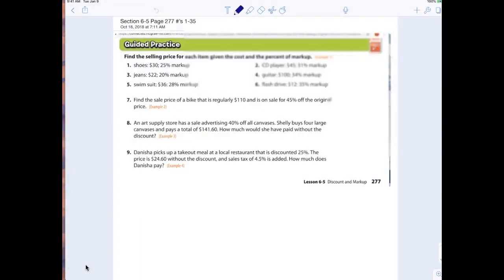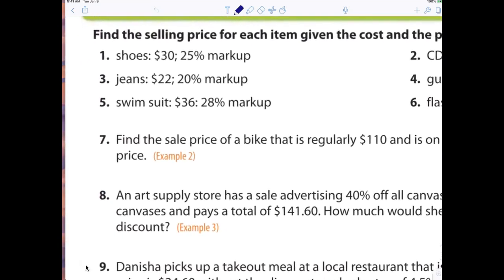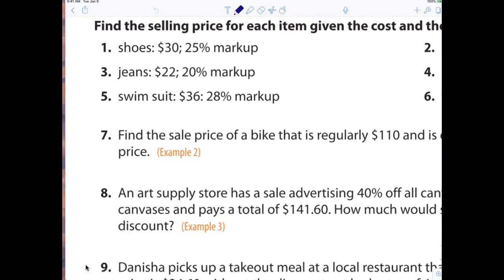All right, 6.5, here we go. So your shoes, you bought them for 30. Now you're going to sell them to somebody. Would it make any sense to sell them for $30? No, because then you wouldn't make any money. You want to make some money. So you say, I'm going to mark them up 25%. So what would I have to do? What am I going to multiply? 30 times.